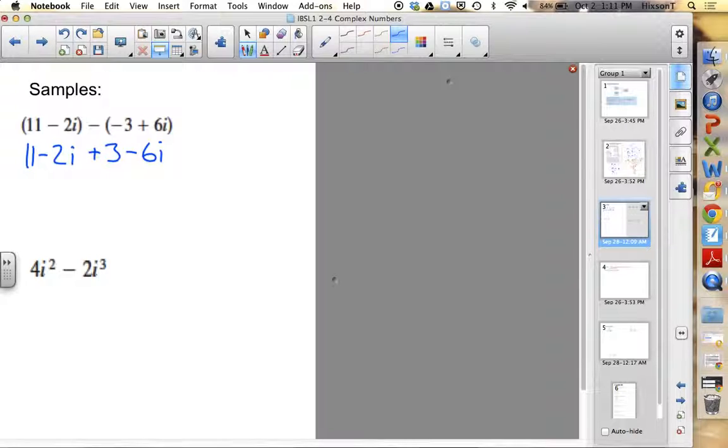Now I can combine the terms that are alike. 11 and 3 is 14. -2I minus 6I is a -8I. You can factor out too, if you want to, but you don't have to. In fact, if they ask for your answer in standard form, then don't, because this is your A plus BI standard form. So you shouldn't distribute the I. Okay. So that's all you would do there. You don't need to factor out anything or anything like that. Okay?